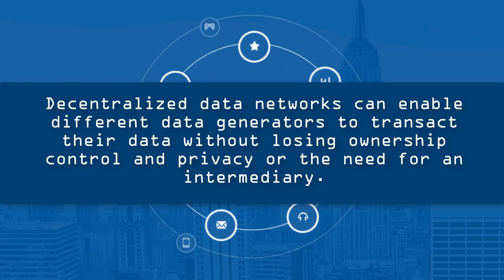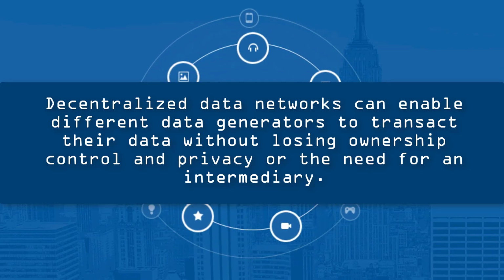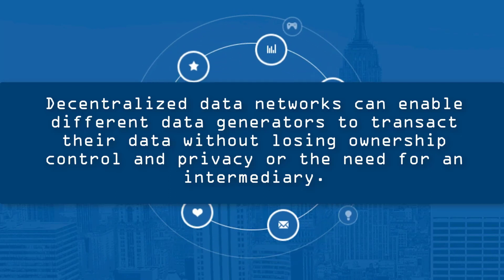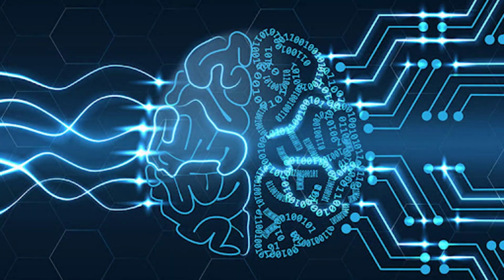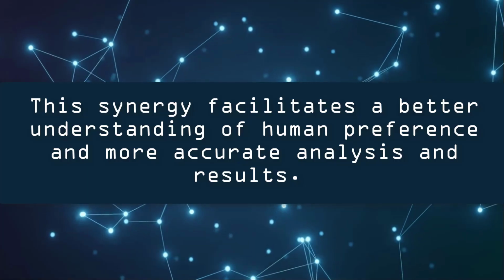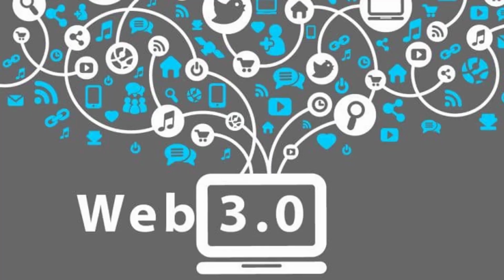Decentralized data networks can enable different data generators to transact their data without losing ownership control and privacy, or the need for an intermediary. Meanwhile, Web 3 technology also combines artificial intelligence and machine learning to create a substrate that connects users and machines, as well as connects problem owners with problem solvers without the need of a third party. This synergy facilitates a better understanding of human preferences and more accurate analysis and results. As such, Web 3.0 goes from technology to disrupting the structure of society.